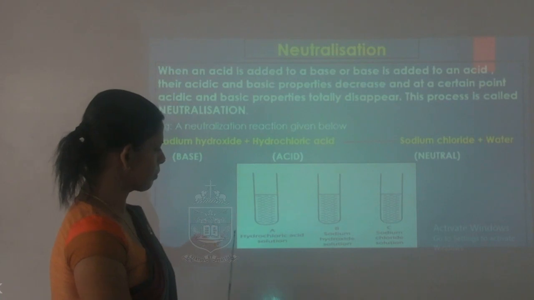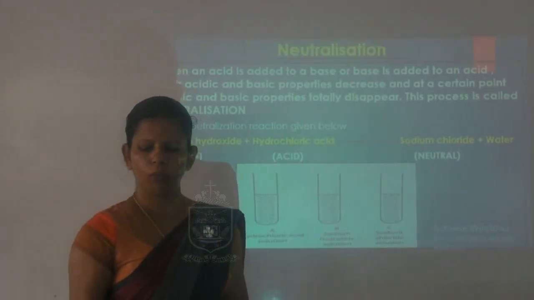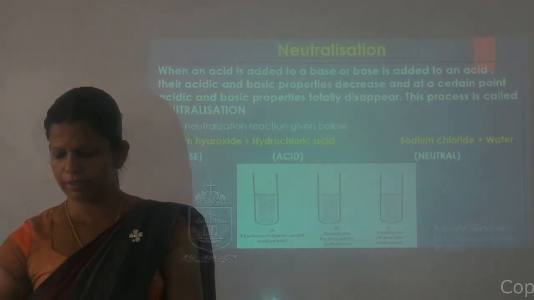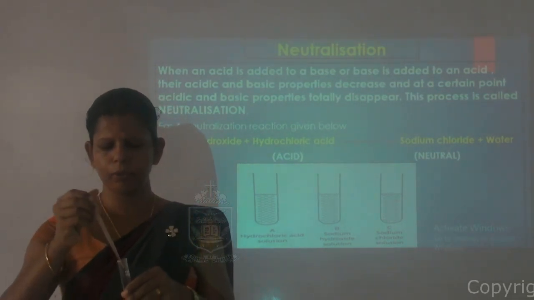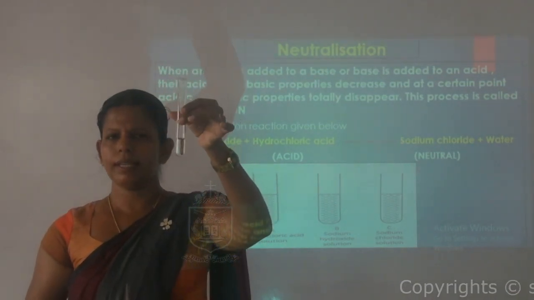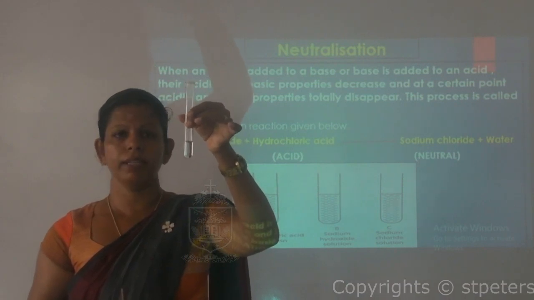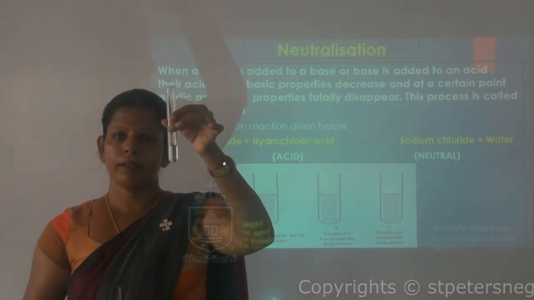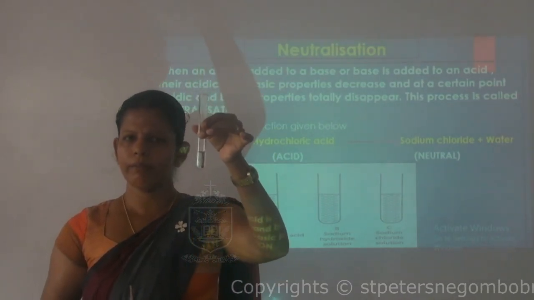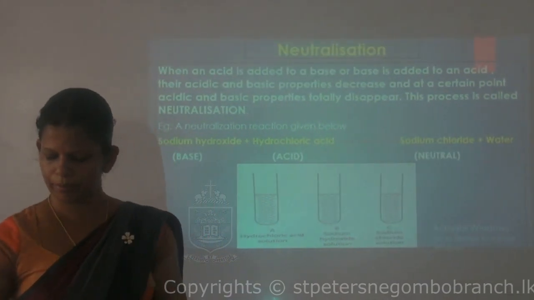What is an indicator? You can see the indicator like this. The indicator that I am going to use is phenolphthalein. That indicator, when it is in a base medium, becomes purple in color. If it is in an acid medium, it does not show any color. So how can we prove this? How can we do this activity?